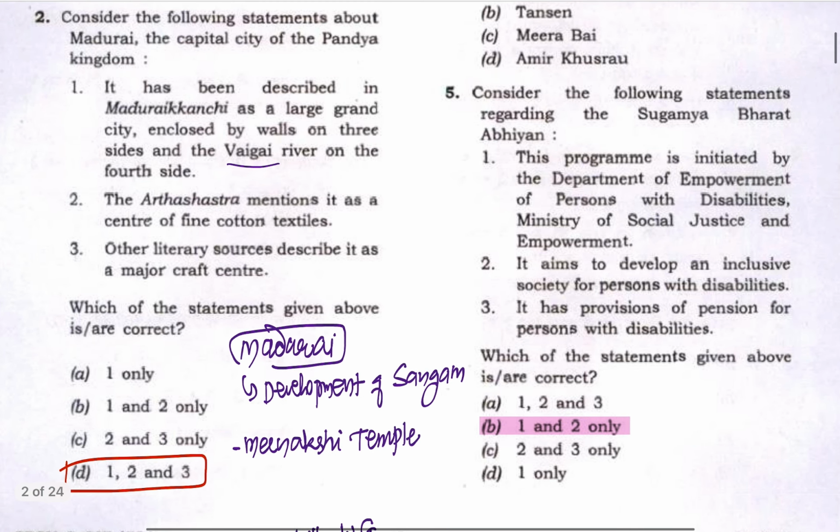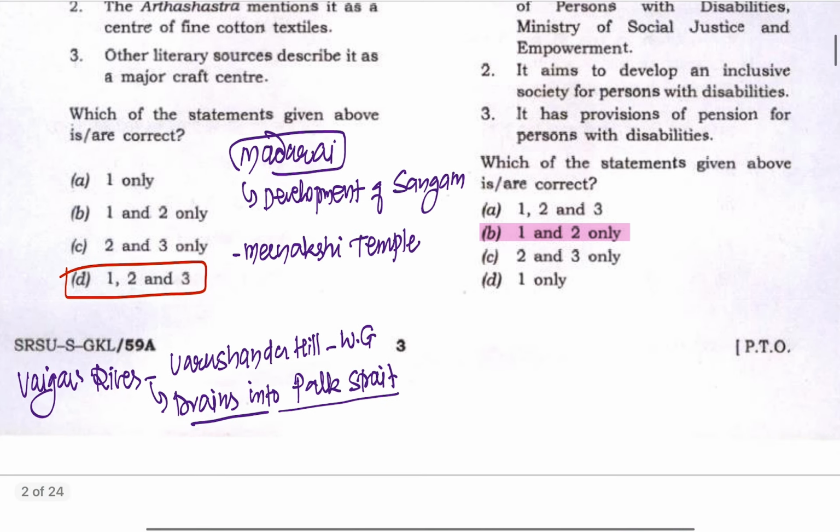Now about the Madurai district. Madurai used to be the capital city of the Pandya kingdom. The city is totally enclosed by fortified walls on 3 sides. On one side we have the Vaigai river. Now where does the Vaigai river originate? In the hills of the Western Ghats, and it drains into the Palk Strait.